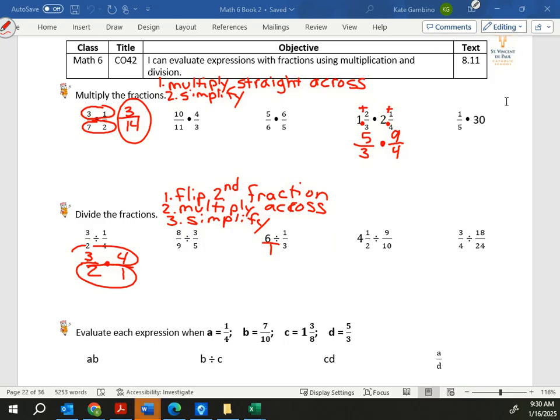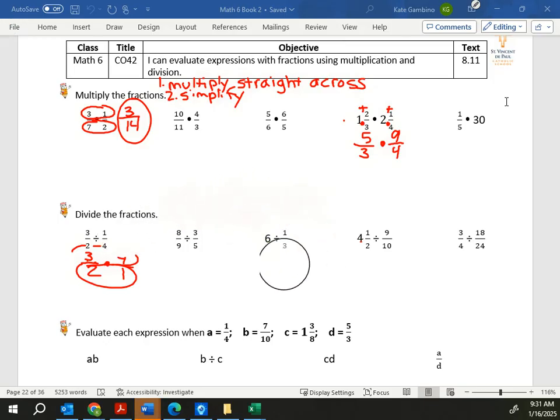If it's a mixed number, you need to make sure you turn it into that improper fraction. So when we multiply and divide with fractions, we don't leave whole numbers. We turn them into improper fractions. So we don't want any mixed numbers. We want just fractions. If we're dividing, we have to flip it to multiply and flip that second fraction so we can multiply across.